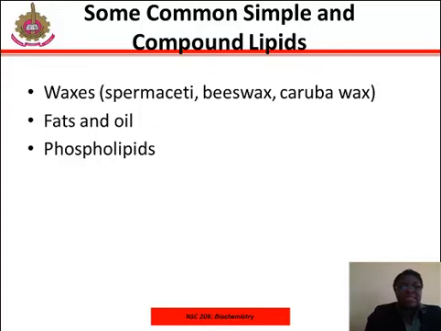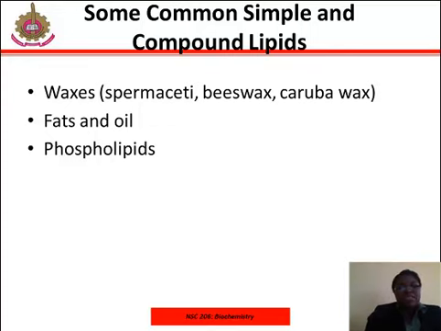What are some common simple and compound lipids? We have waxes, which are simple lipids which contain a fatty acid joined to a long chain alcohol. Waxes are usually insoluble in water and not as easily hydrolyzed as fats and oils. Waxes are used commercially to make cosmetics, candles, ointments, and protective polishes. Common waxes include spermaceti, beeswax, and carnauba wax.